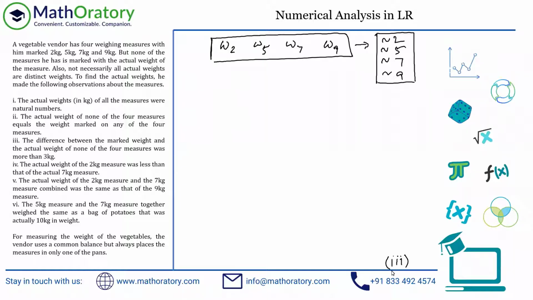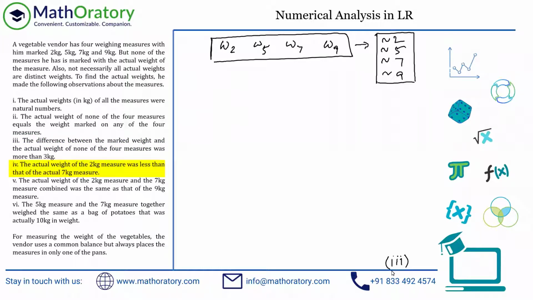So for example, what does it say? W2 can actually be 1 kilo, can be actually 3 kilo, can be actually 4 kilo, but cannot be more than 5 kilo. 5 kilo is not possible because that is what point number 2 was talking about. So it could be 1, 3, or 4. It cannot be 6 because 6 and 2 has a difference of 4, which is more than 3 kilo. The difference between the marked weight and the actual weight cannot exceed 3 kilo. That's what it says, right?